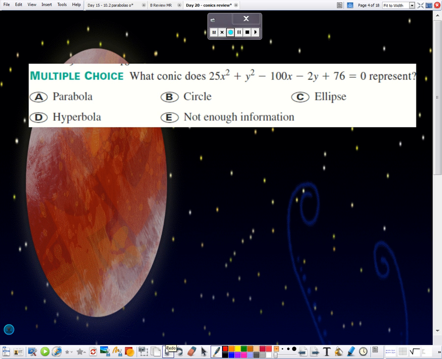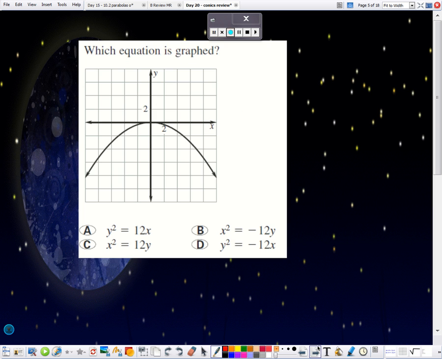Okay, so for this one, my coefficients are different. It's an ellipse. Which equation is graphed? I'm going to eliminate the y squared since this is a vertical parabola, and I'm going to eliminate c because that's positive. It has to be D. This is negative, opening down.